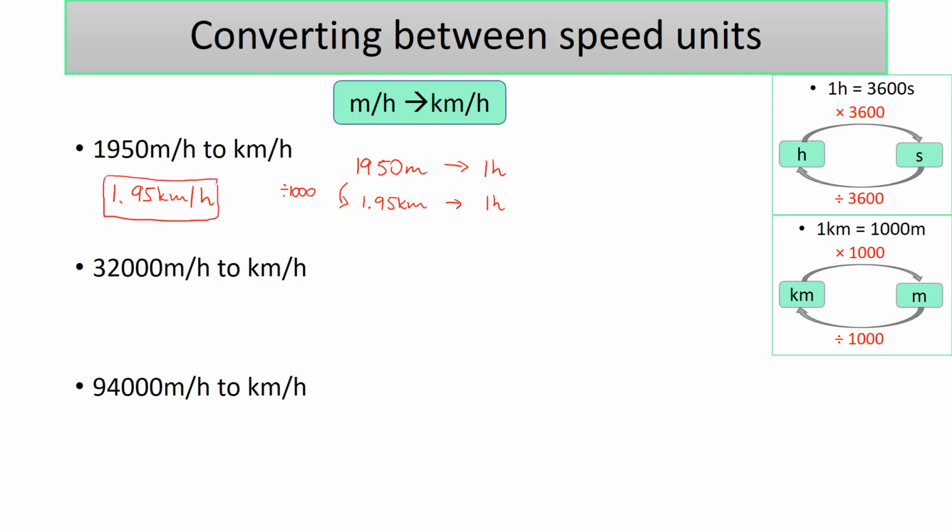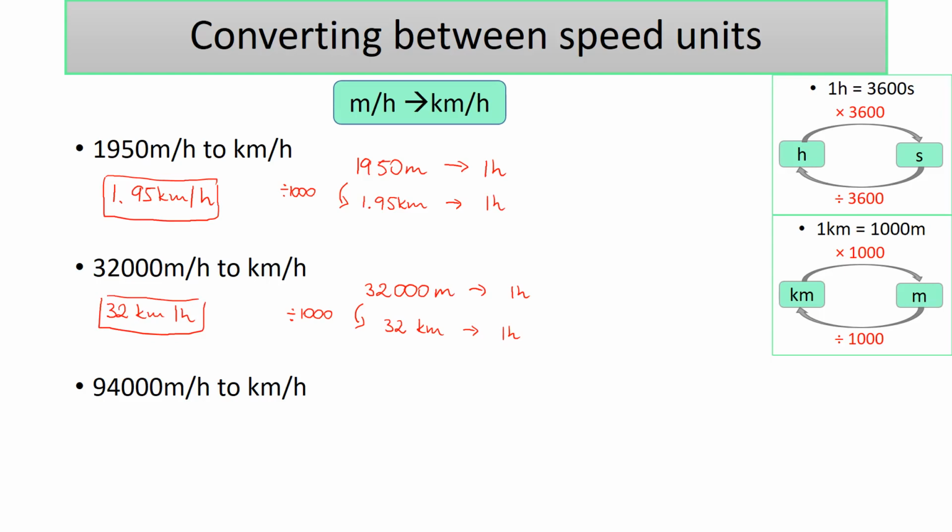Okay, so now if I want to convert this speed to kilometers per hour, the original speed is given in meters per hour, so that means I cover 32,000 meters in 1 hour. So I want to convert meters into kilometers. I need to divide by 1,000, so that's going to be 32 kilometers in 1 hour. So that's going to be 32 kilometers per hour.